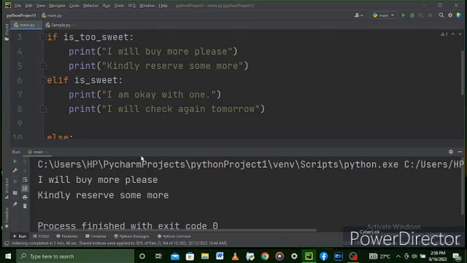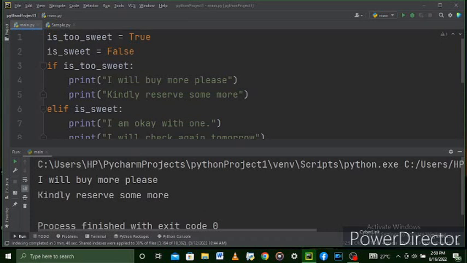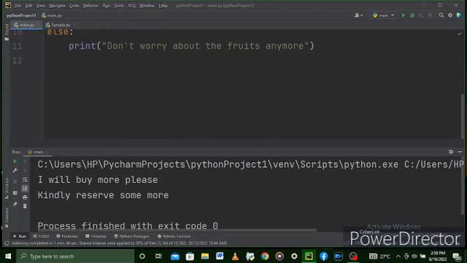All right, so in this instance, what we're trying to say about decision making is this: so long as a certain condition remains true, that will influence what our decision will be. So if we are to change this to false, which literally means that the fruit is not sweet and it's also not too sweet, we are going to land ourselves with this decision. Do not worry about the fruit anymore.